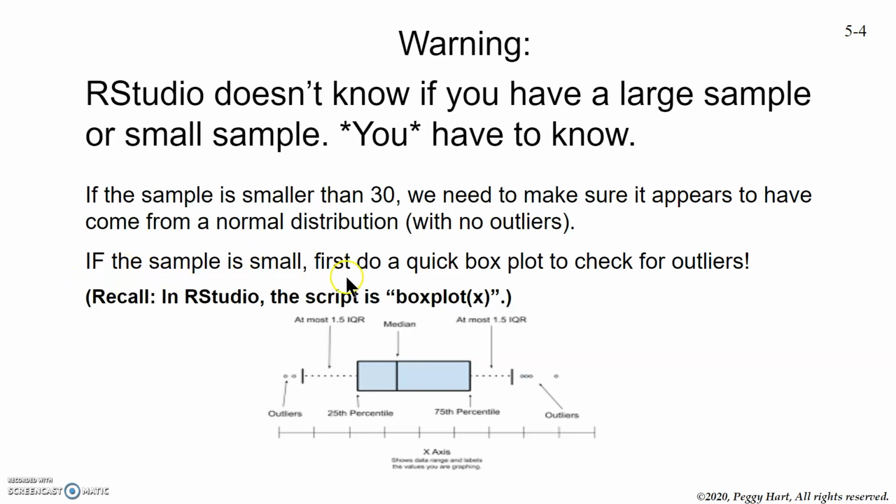So if the sample is small, first do a quick box plot to check for outliers. Remember, in RStudio, the script is boxplot(x), whatever the variable name is. I just want to remind you that in RStudio, outliers will show up as dots, these little circles. Actually, the box plots are usually vertical, but the outliers still show up as dots. If there are outliers, then it might not be a normal distribution, so you cannot use these methods. There are alternative methods in statistics that we're not going to cover in this class.